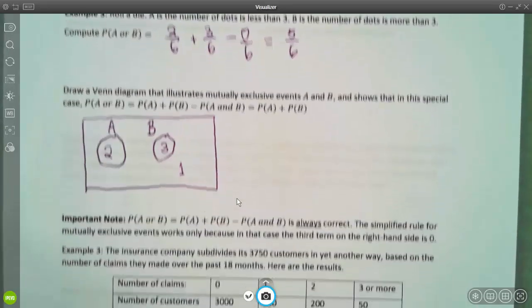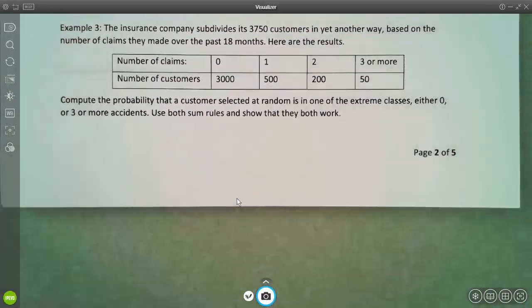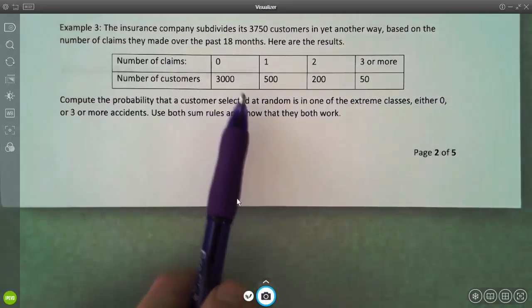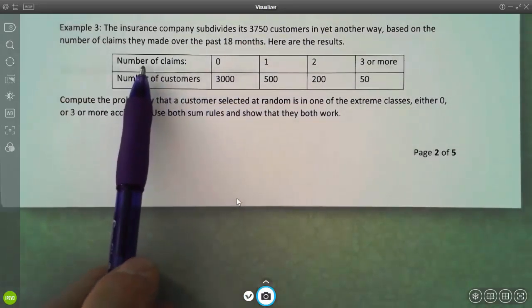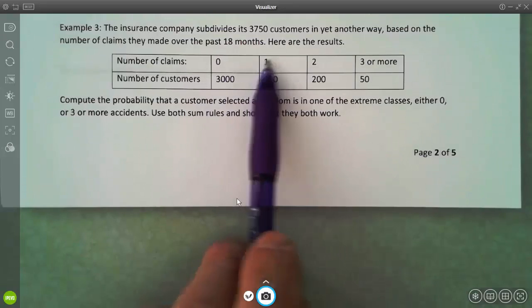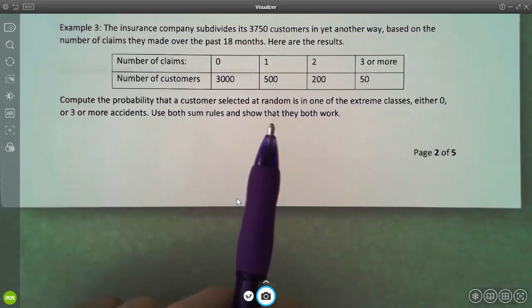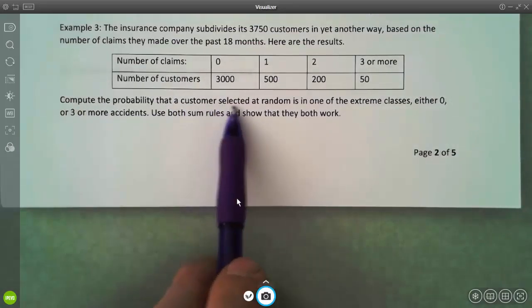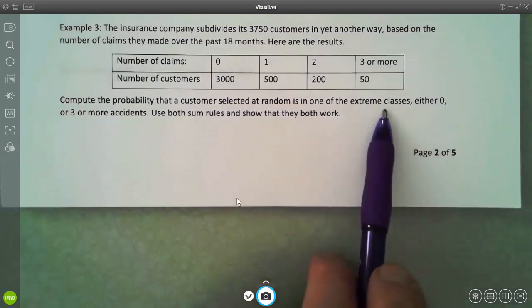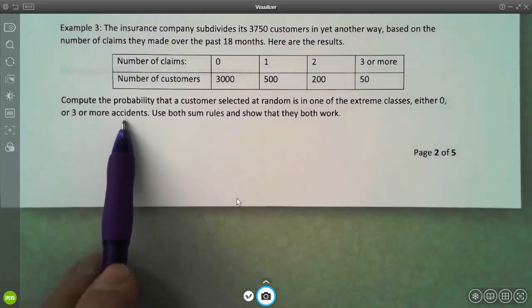All right, let's move on to the last example on this page. The insurance company we were considering before that was studying their customers has decided to subdivide that group of customers in yet another way. They looked at simply the number of claims over the last 18 months, and they had customers who had 0, 1, 2, and 3 or more claims over the past 18 months. Our job is to compute the probability that a customer selected at random is in one of the extreme classes, either no claims at all or 3 or more claims were made.